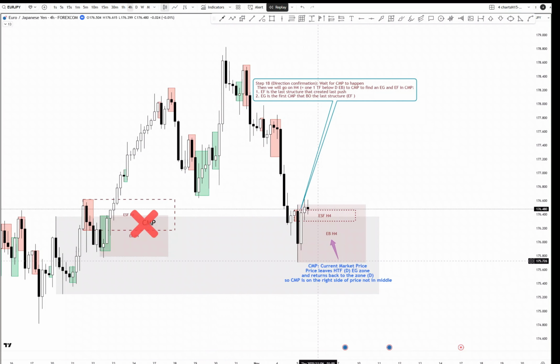So the direction of this engulfing is buy. So the direction of this engulfing sell, which is failed, is buy as well. So these two confirm 1, 2, 3. Okay, so this is direction confirmation. So now the right confirmation is, current market price is this one.